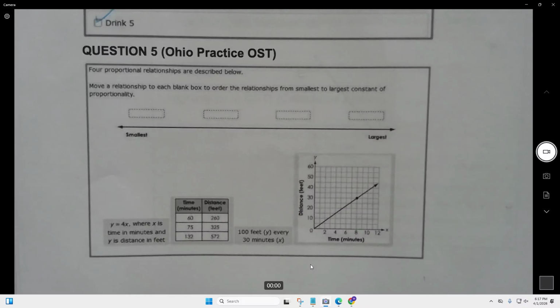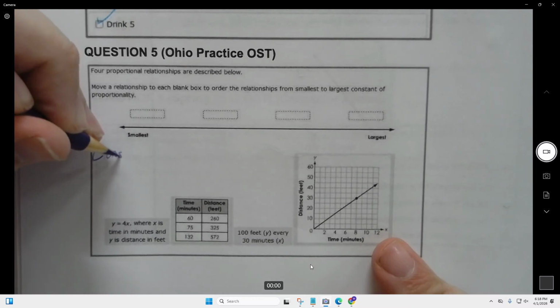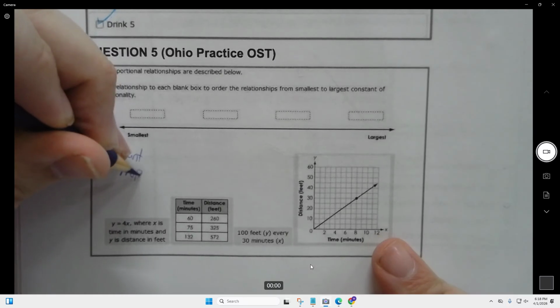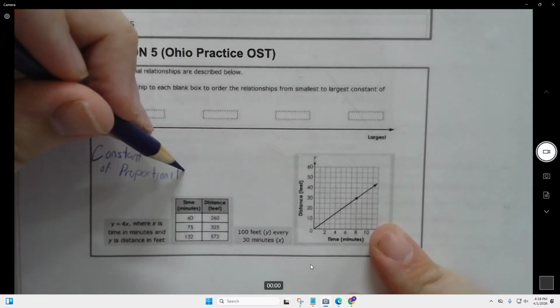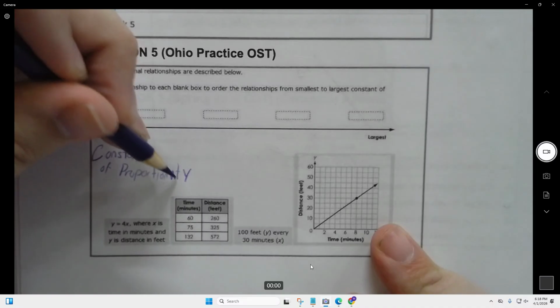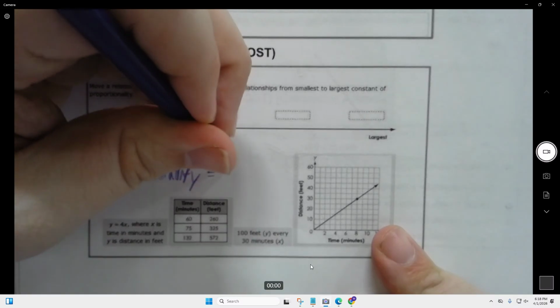Question 5. 4 proportional relationships are described below. Move a relationship to each blank box to order the relationships from smallest to largest constant of proportionality. Okay. So, constant of proportionality is pretty much just take one of the points and divide y by x. It's y over x. Okay?